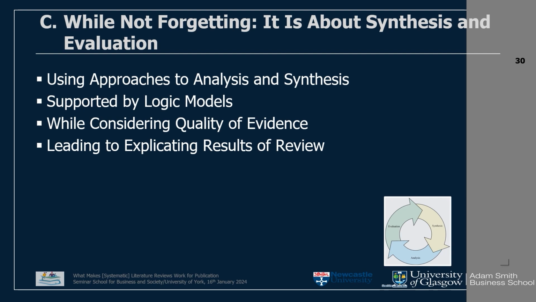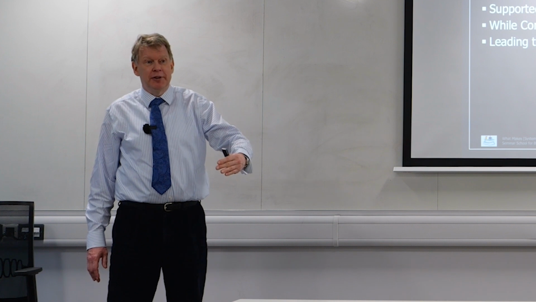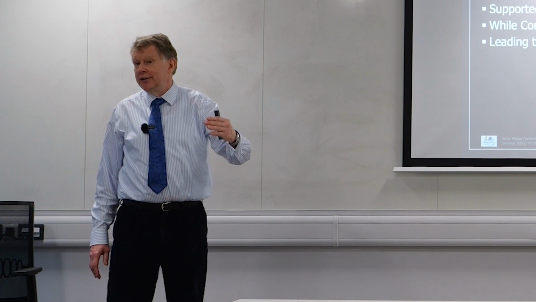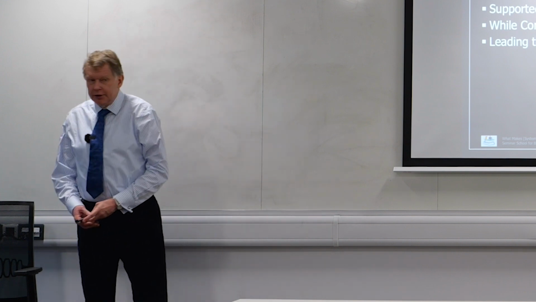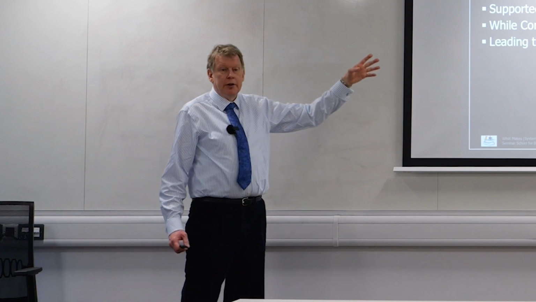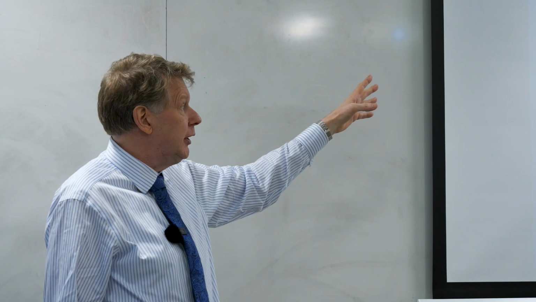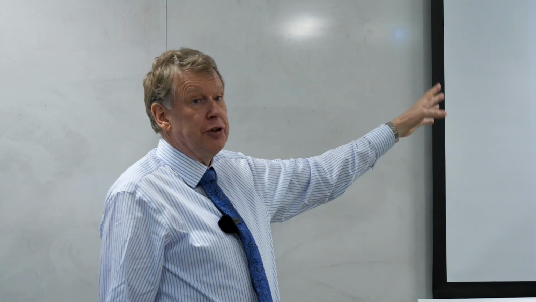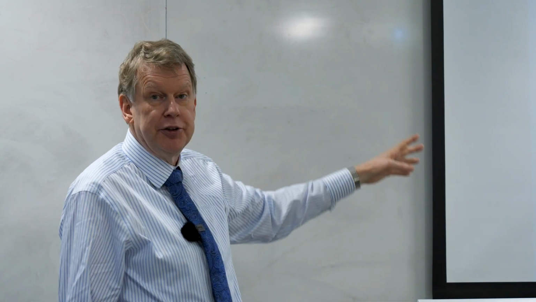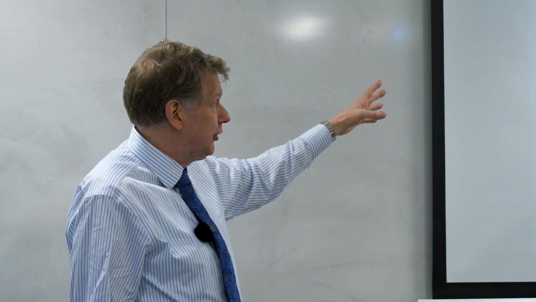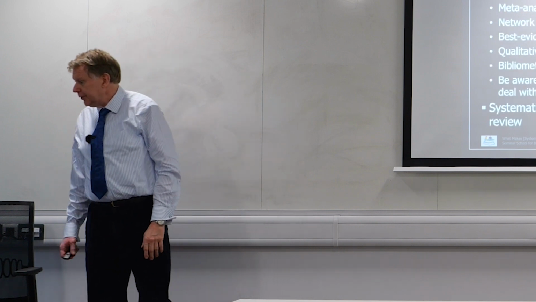Important in all this, after searching and after data extraction, it is about analysis, synthesis, and evaluation. And this is how that can happen. There are specified approaches. You can support that by logic models. That was already mentioned before when we talked about the review questions. And there's also something called the quality of evidence, which was already mentioned when talking about credibility, the ranking of journals, and the importance of citation rates, or the unimportance in a way. And then, of course, how do you get to the results of the review?